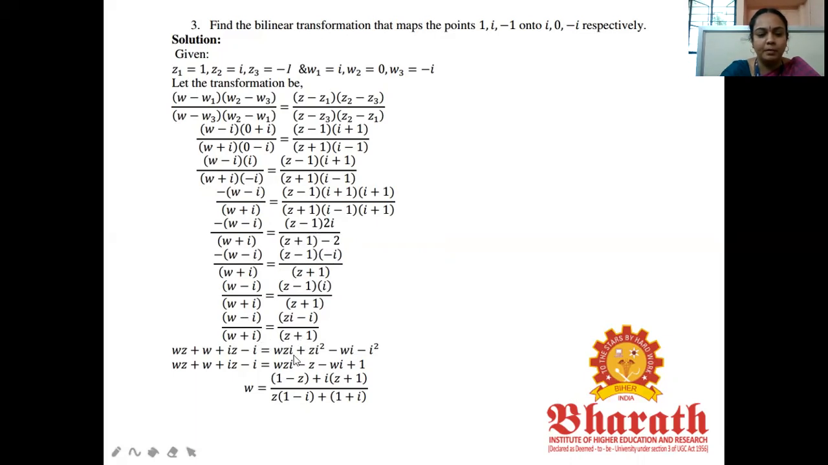Cross multiply. Collect the terms of omega on one side and the z terms on the other side. So we need to find the value of omega, which implies omega equal to (1 minus z of plus i) of (z plus 1) by z of (1 minus i) plus (1 plus i). This is the omega value.